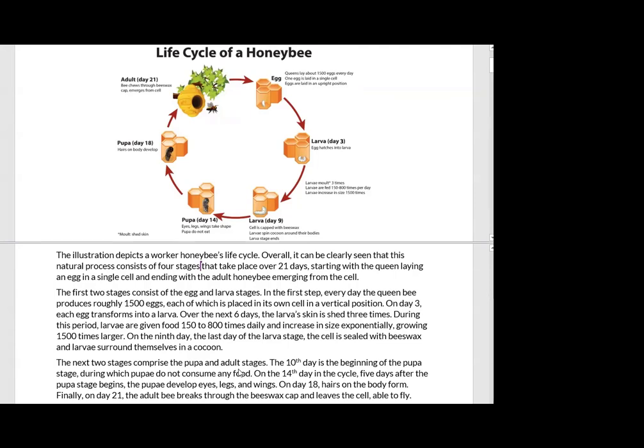The next 2 stages comprise the pupa and adult stages. The 10th day is the beginning of the pupa stage, during which pupae do not consume any food. On the 14th day in the cycle, 5 days after the pupa stage begins, the pupae develop eyes, legs, and wings. On day 18, hairs on the body form. Finally, on day 21, the adult bee breaks through the beeswax cap and leaves the cell, able to fly.